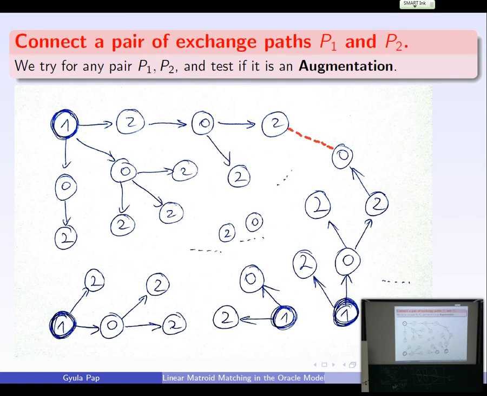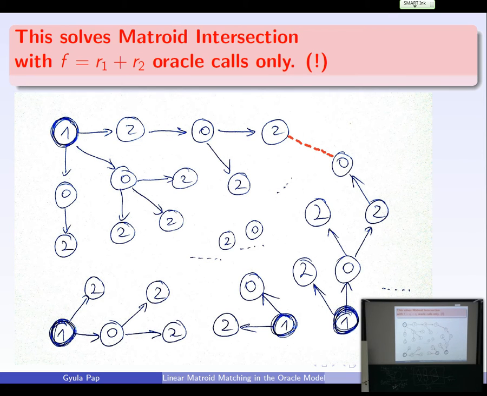And then in the end, we try to connect two of these arborescences so that we get from one of the 1s to another 1. And then we augment on this path. That is what we do. If we find a connection like this that is feasible, then we are happy. And what I already explained would solve matroid intersection in an oracle model.